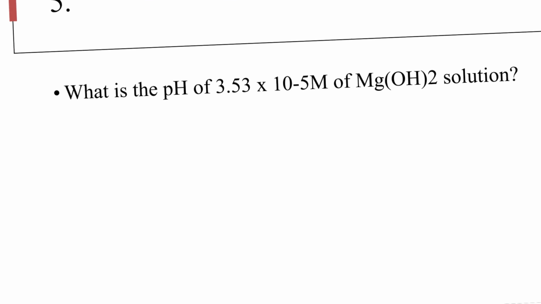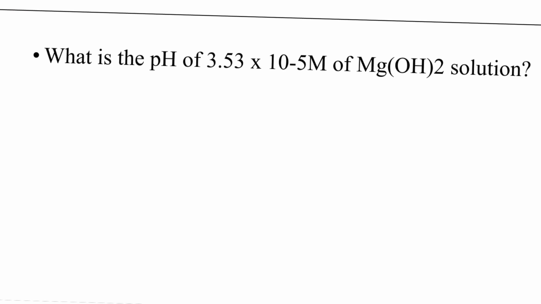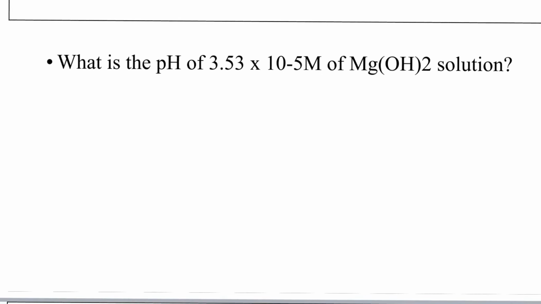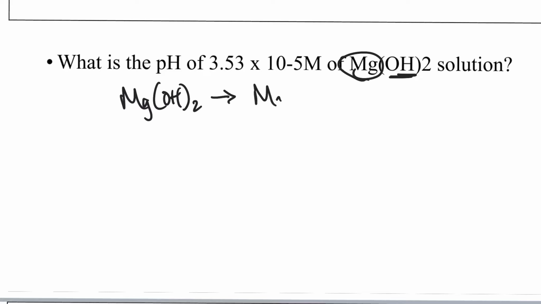Number 5 asks, what is the pH of a 3.53 times 10 to the negative 5th molar magnesium hydroxide solution? Let's break this up, because this is a strong base, since it's a group 2 metal. So we have Mg(OH)2, and it will completely dissociate to make Mg2+ plus 2OH minus.